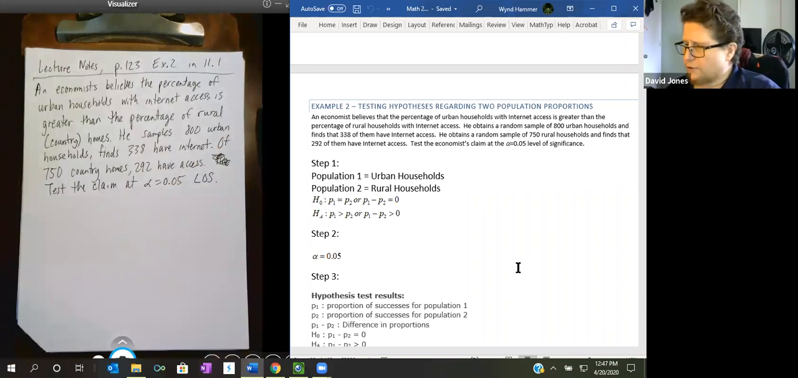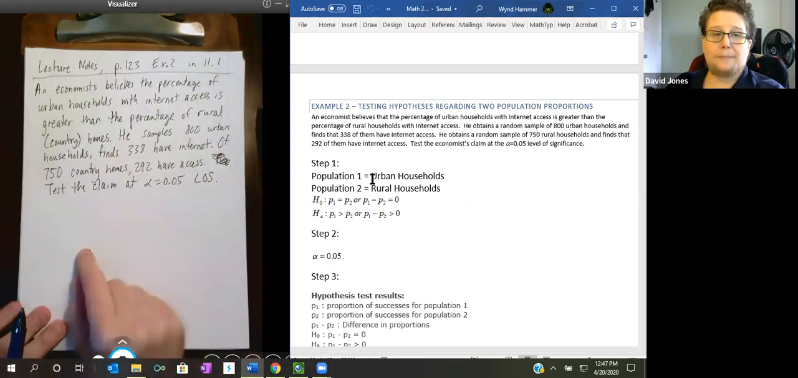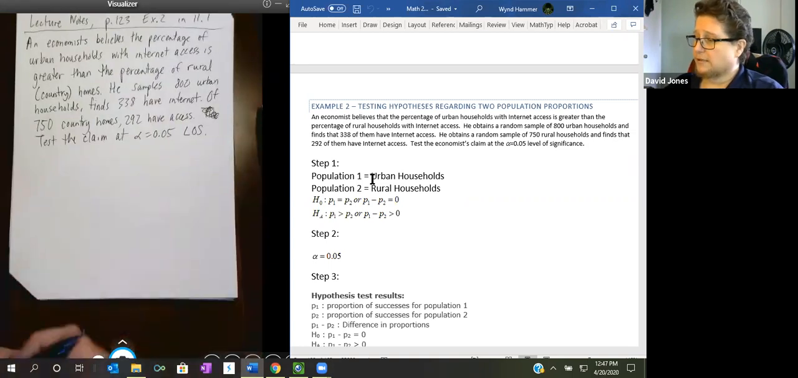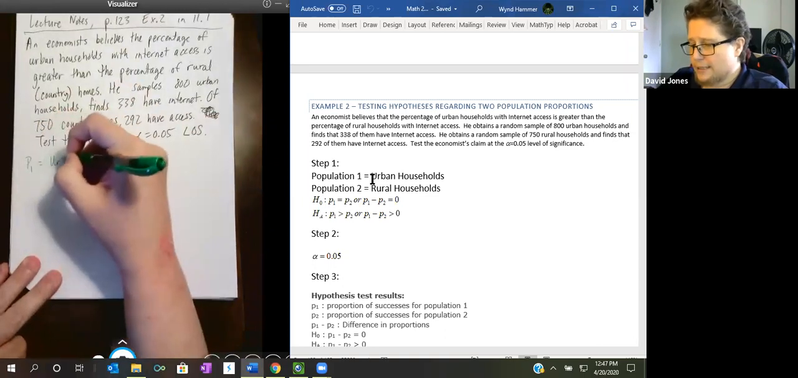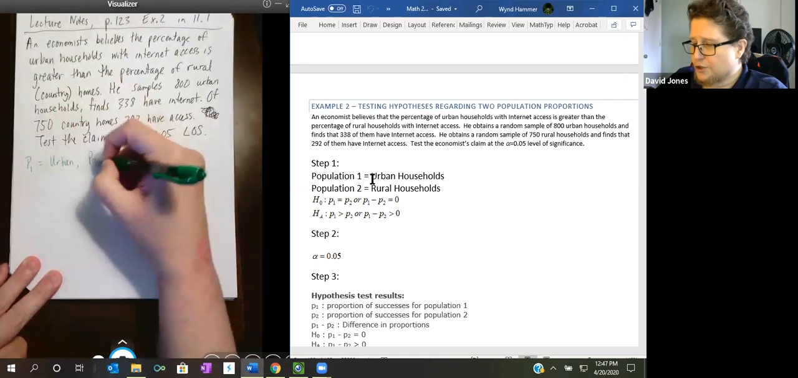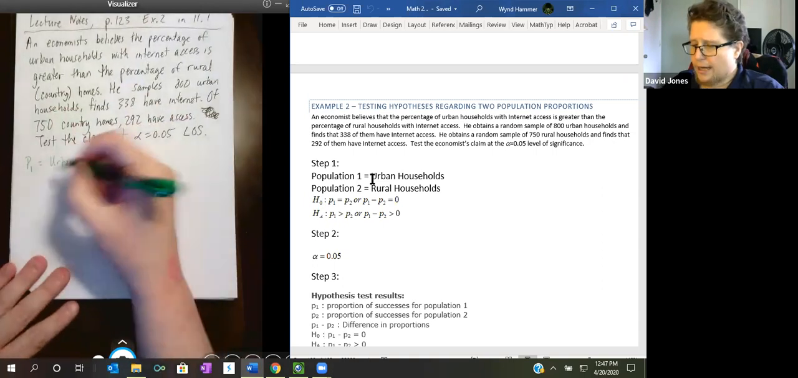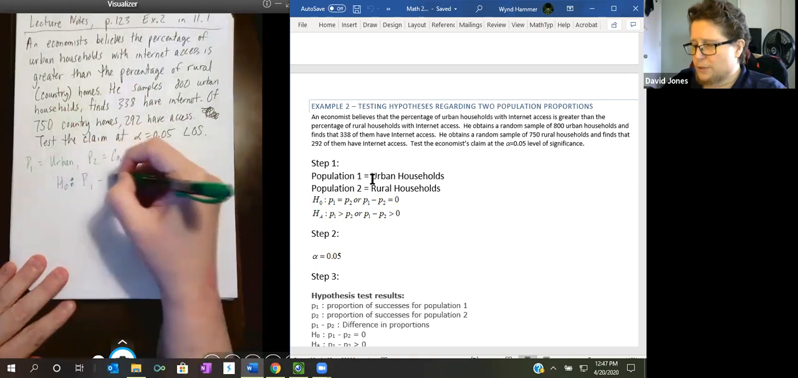So I'm reading through it and it gives me two groups. It tells me there's an urban group and a country group. It's a good idea to label them. It doesn't matter how you label them, but it changes the alternate hypothesis. So let's look at both setups. If we say population 1 is urban, population 2 is country, in both cases, H naught is P1 minus P2 equals 0.